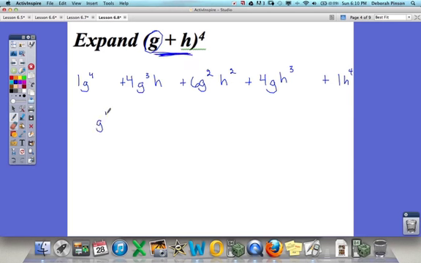So I have g to the 4th plus 4g to the 3rd h plus 6g squared h squared plus 4g h to the 3rd plus h to the 4th.